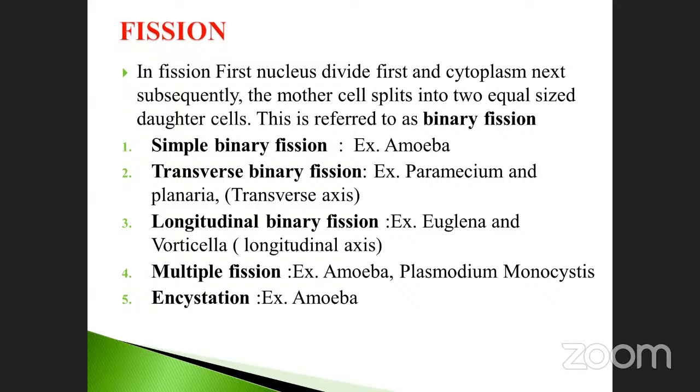Simple binary fission, for example, amoeba. And transverse means fission takes place in the transverse axis manner. Then only it will be split into two. Example, paramecium and planaria. But planaria has a specialized feature.